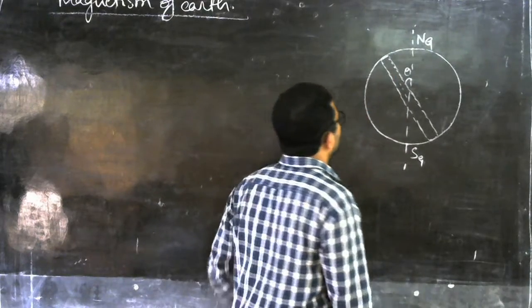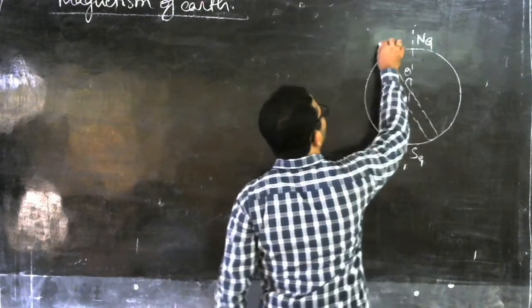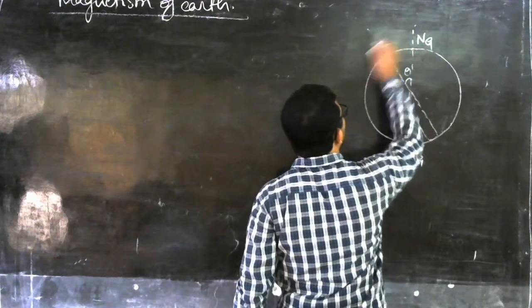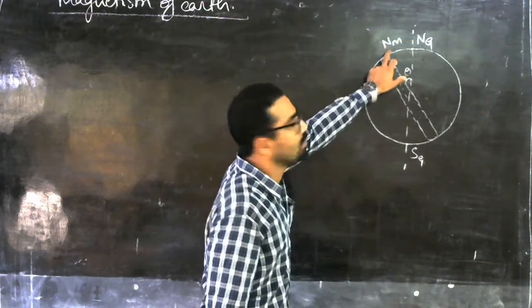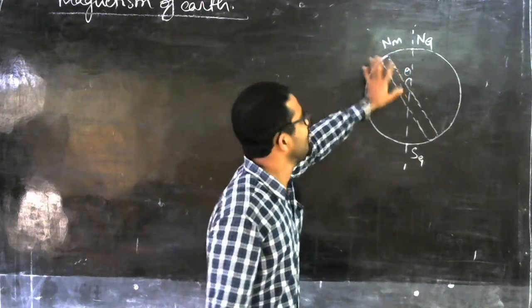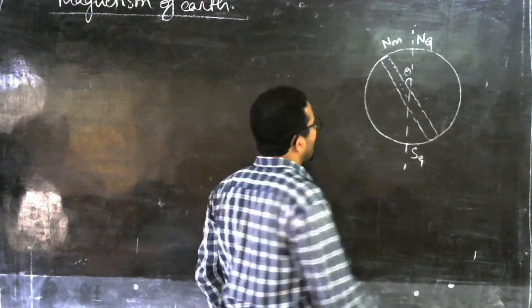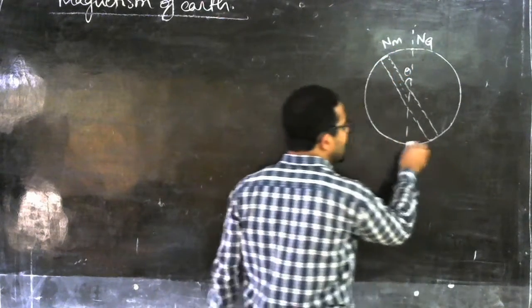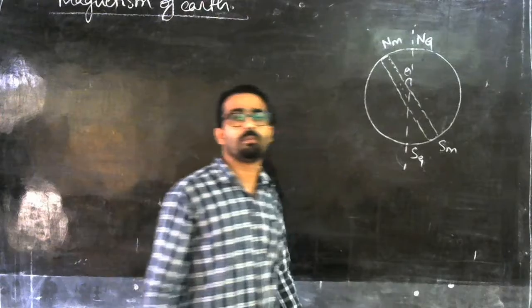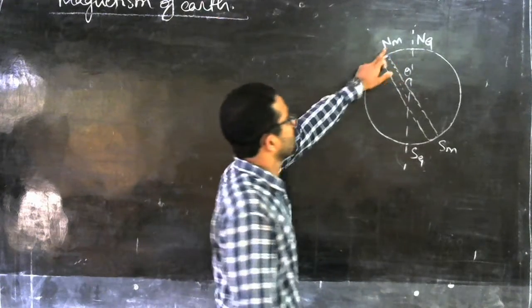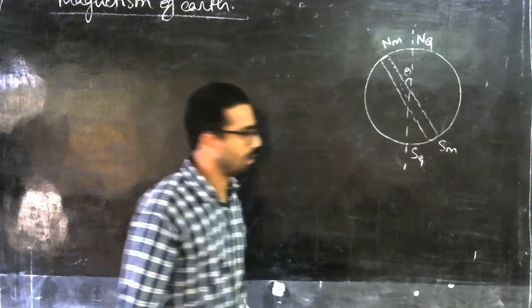And the pole near to the geographic north can be called the magnetic north. The pole of this Earth's magnet which is near to the geographic north can be called the north magnetic pole, and the pole which is near to the geographic south is called the south magnetic pole. We named it like this. This is the north magnetic pole. This is the south magnetic pole.